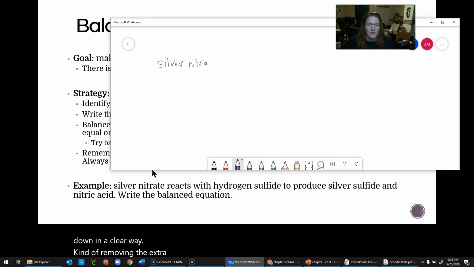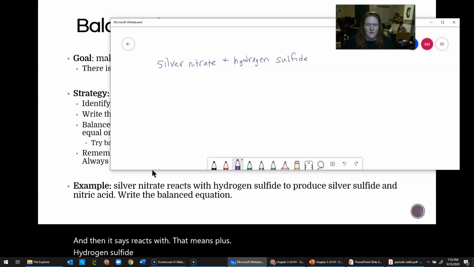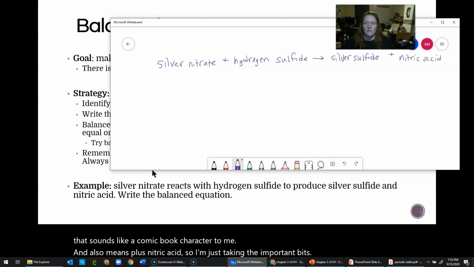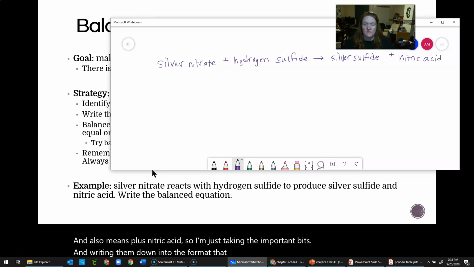So silver nitrate, and then it says reacts with, that means plus, hydrogen sulfide, to produce means arrow. It might also have said yield. Silver sulfide. That sounds like a comic book character to me. And also means plus. Nitric acid. So I'm just taking the important bits and writing them down into the format that a chemical equation has.